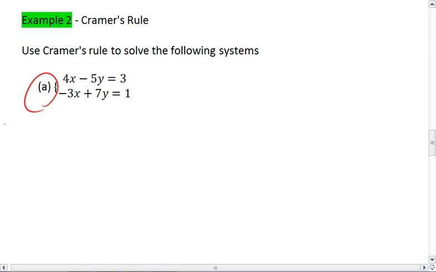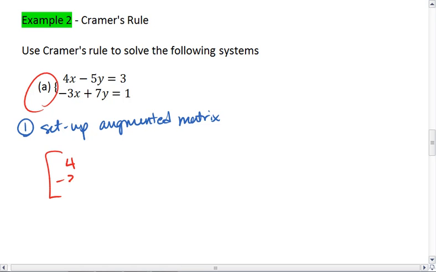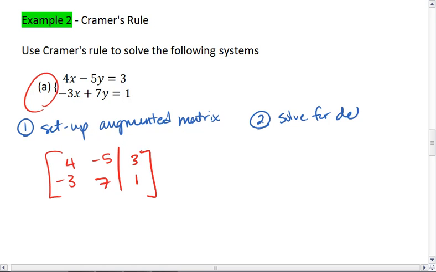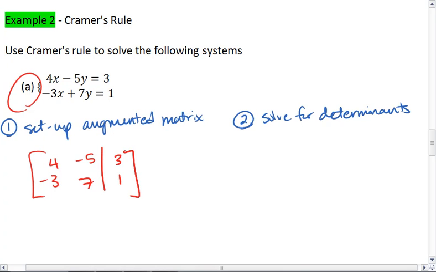To use Cramer's rule, the first thing I want to do is set up the augmented matrix. Doing that, I get the matrix 4, -3, -5, 7, 3, 1. The next thing you want to do is solve for determinants. We have 3 determinants we want to solve for: D, Dx, and Dy.